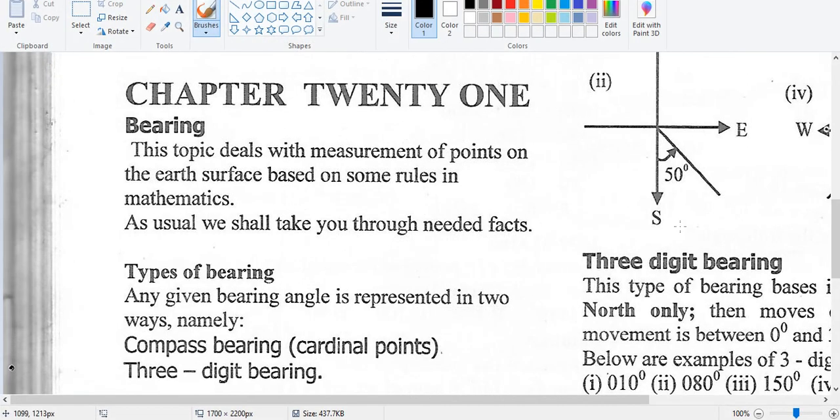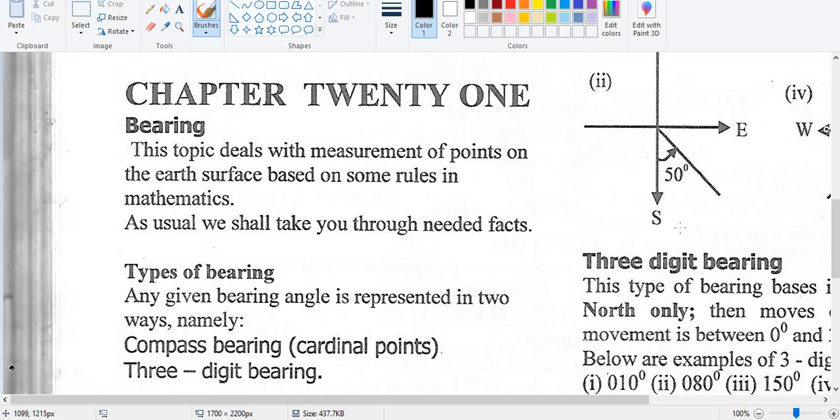Bearing is our focus today. Okay. So bearing. This topic deals with what? The measurement of points of a base used in mathematics.